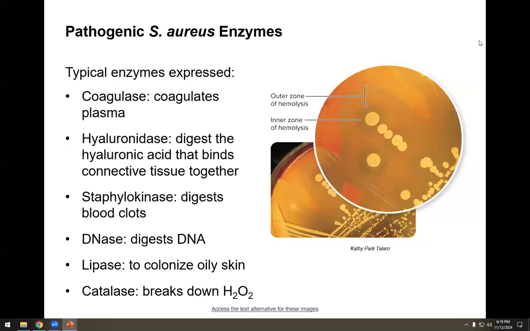And it has preferences for the environment of the skin and even makes enzymes that help it to live on the skin and even be able to break into the deeper layers of the skin if we were to introduce it into a wound. So hyaluronidase is one of those virulence factors that it has that will help it break down the hyaluronic acid in your extracellular matrix.